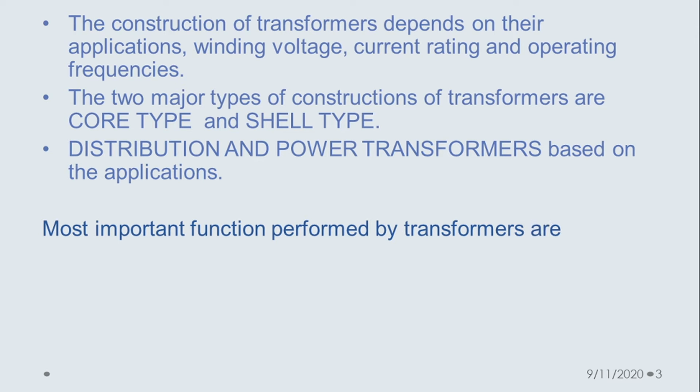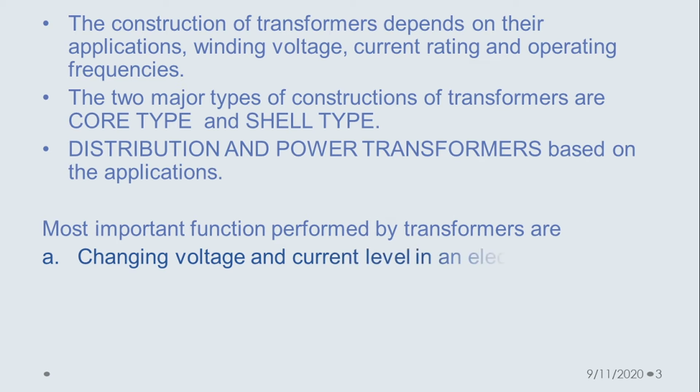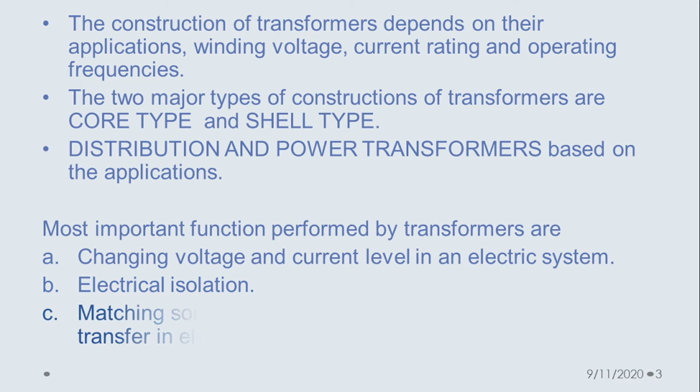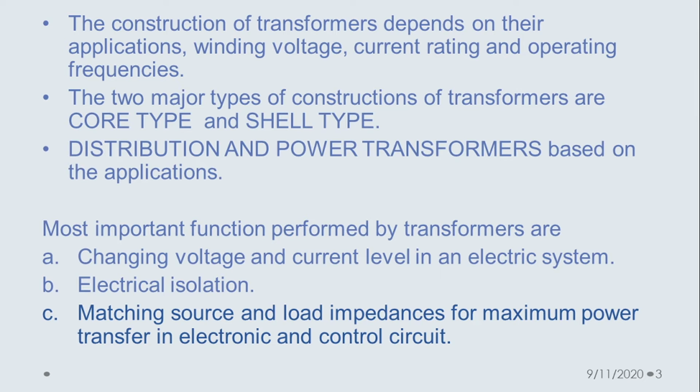The most important functions performed by transformers are, first, changing voltage and current level in an electrical system. Second is electrical isolation. Third is matching source and load impedances for maximum power transfer in electronic and control circuits. So transformers are also used in electronic and control circuits. If you require maximum power transfer, then the source impedance should be equal to the load impedance.